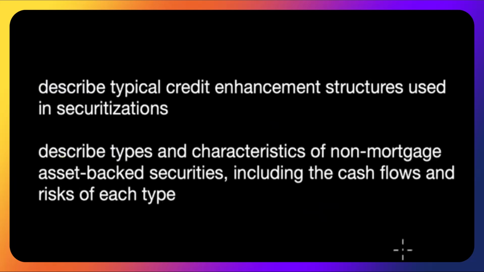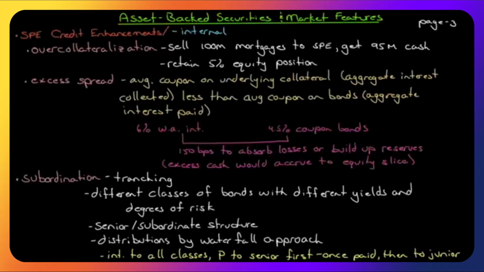Next 2 learning objectives in this module, they are quick. Describe typical credit enhancement structures used in securitizations, and describe types and characteristics of non-mortgage asset-backed securities, including the cash flows and risks of each type. Okay, let's discuss some credit enhancements.